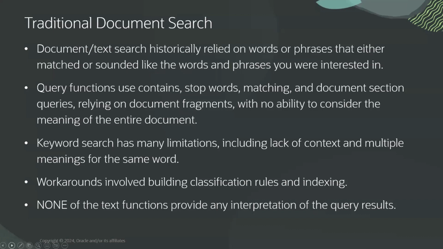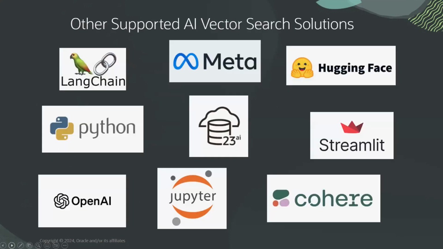And then also, when you get the results back, they're just the results. There's no interpretation or additional augmentation or generation around that information. Using a Gen AI service, you can then take those results and augment and interpret them a lot better. So traditional search is a little more challenging than vector search with RAG.